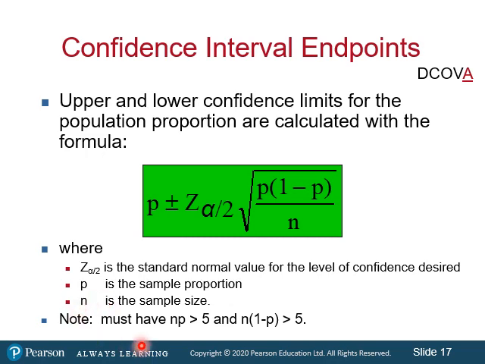And one of the notes you need to take care of is that N times P should be greater than 5, and N times 1 minus P should also be greater than 5.